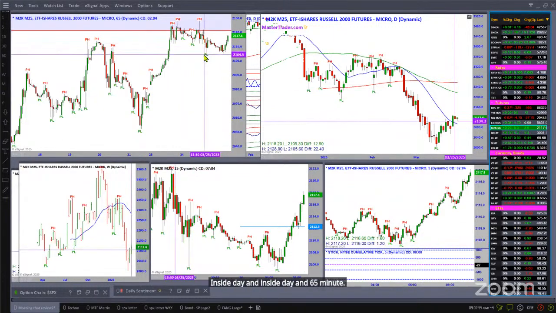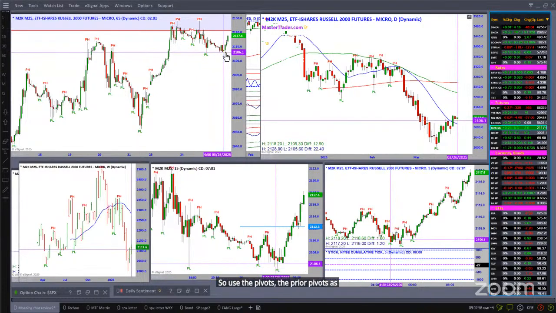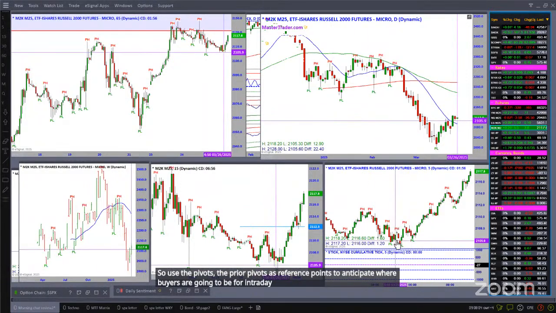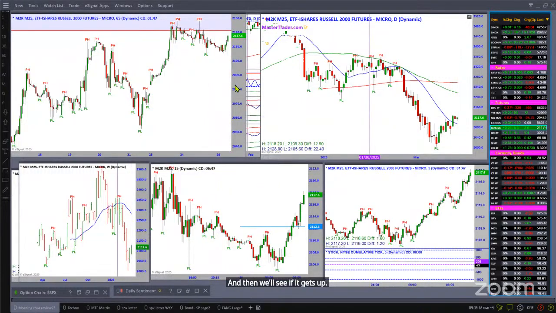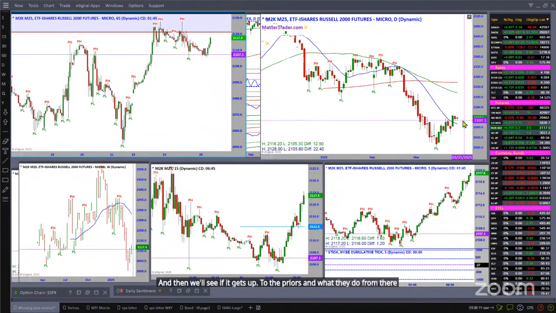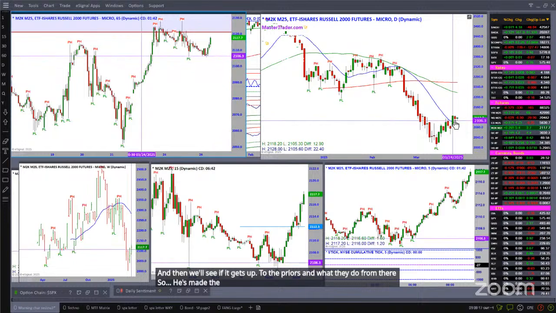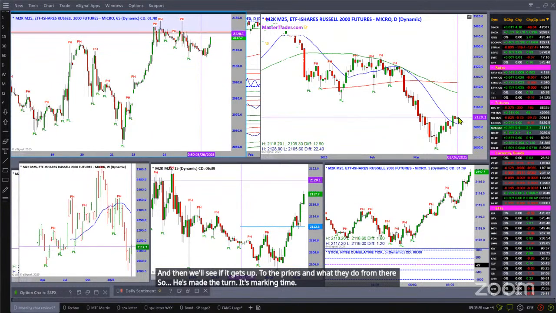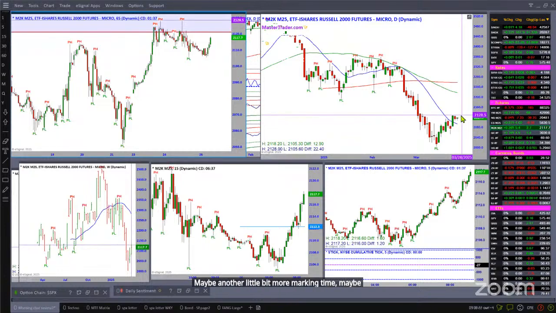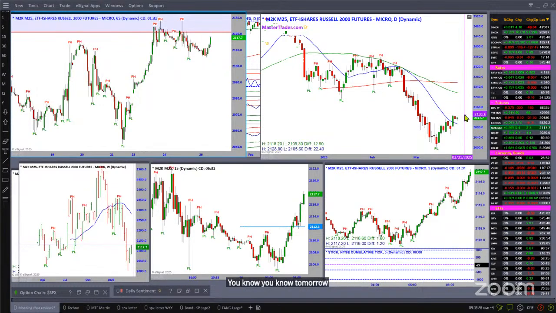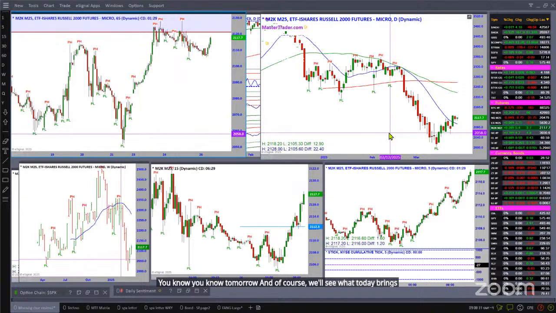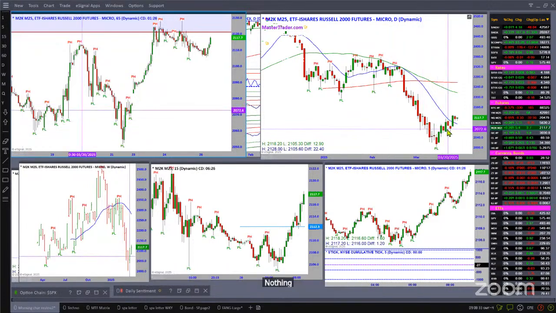So use the prior pivots as reference points to anticipate where buyers are going to be for intraday trades, and then go to your smaller time frame to look for stabilization. Then we see if it gets up to the priors and what they do from there. It's made the turn, it's marking time, maybe a little bit more marking time. Maybe with the economic reports, things could break out tomorrow. And of course we'll see what today brings, but so far, nothing more here than just chopping sideways.